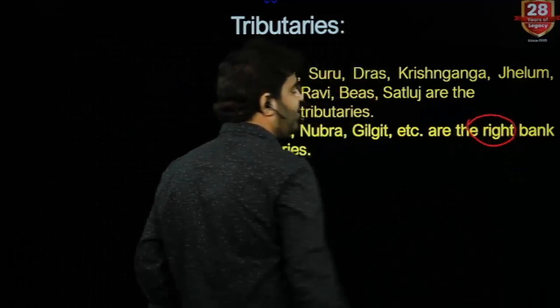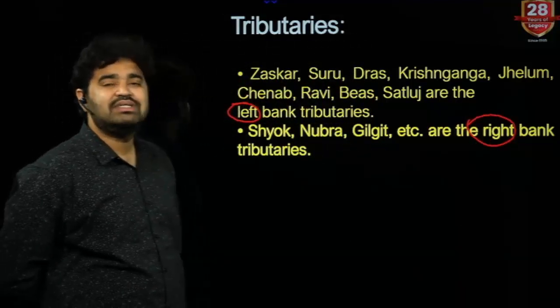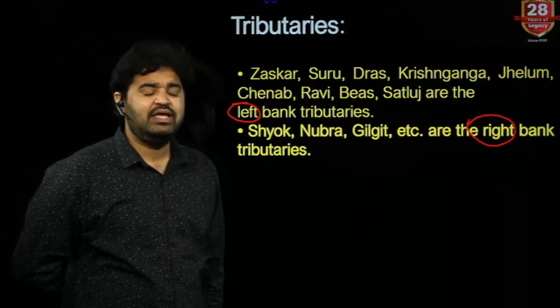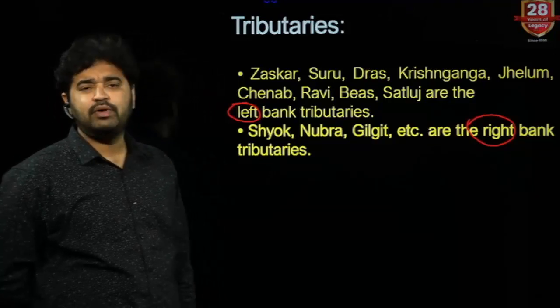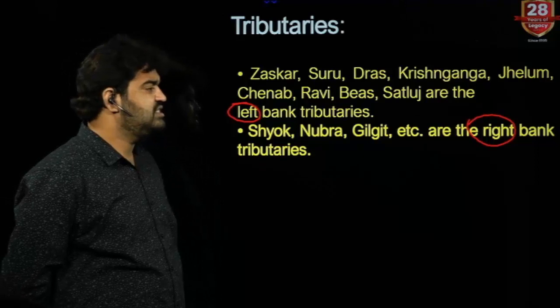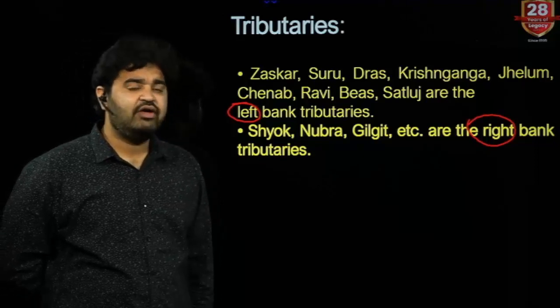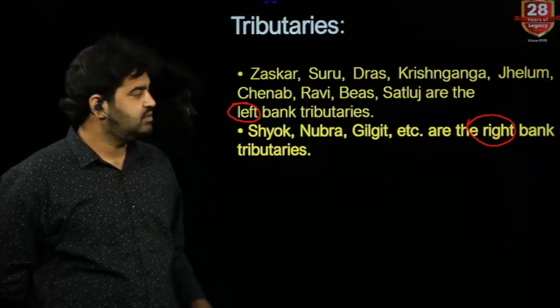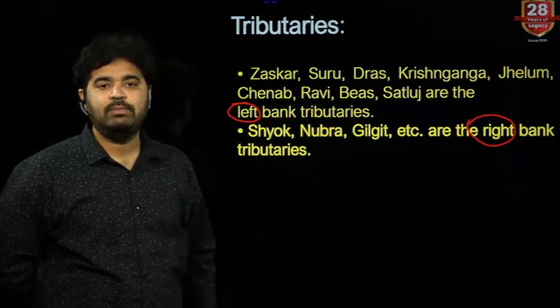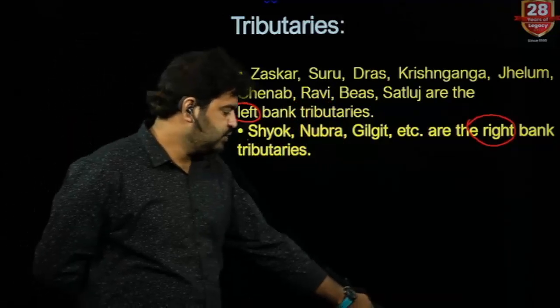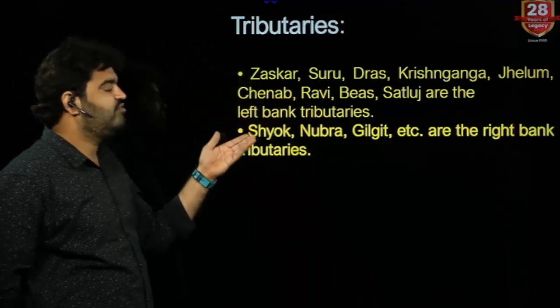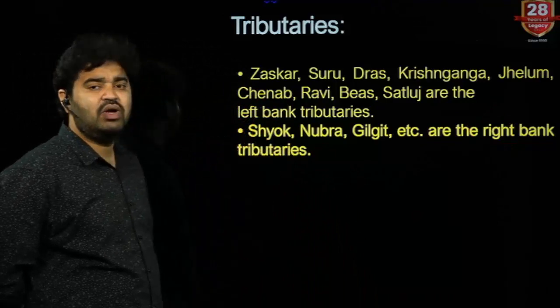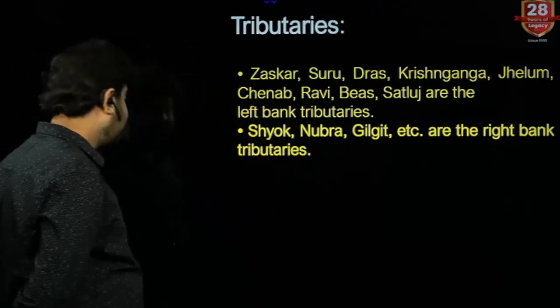Hope you understand why I have classified this, because nowadays instead of asking tributaries directly, the commission is asking the left and right bank tributaries. For that reason, this classification is very important for us. So the upper part is called left bank tributaries, the lower part is called right bank tributaries.